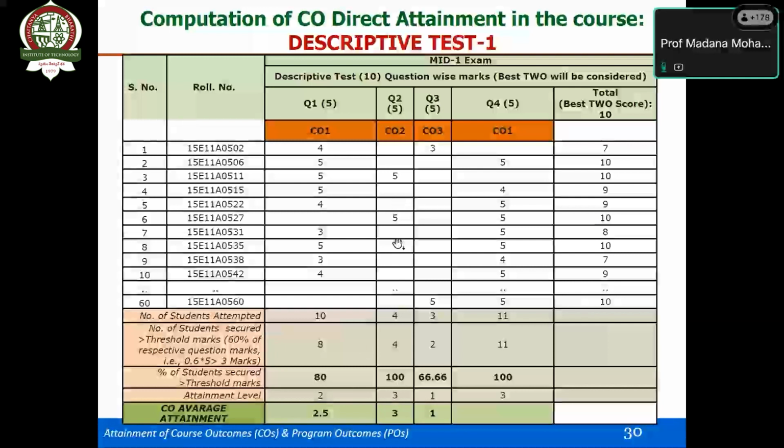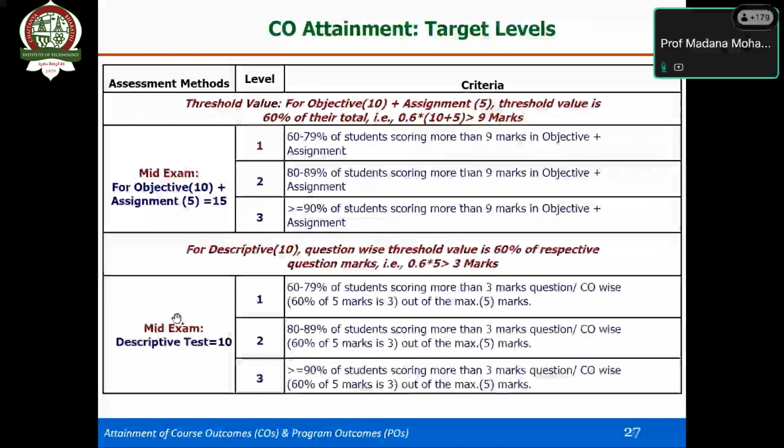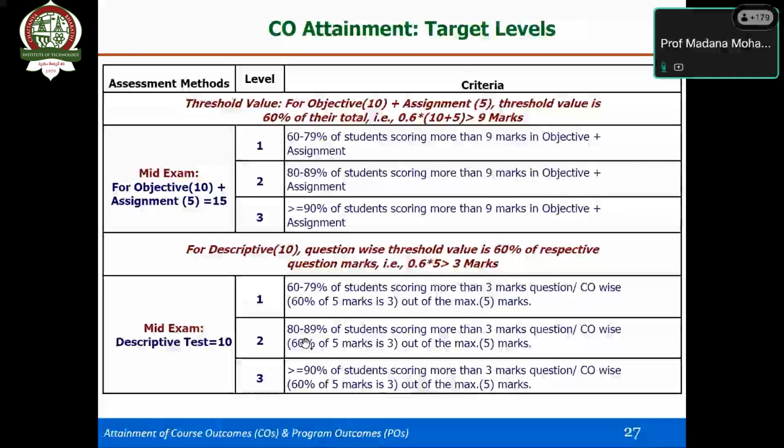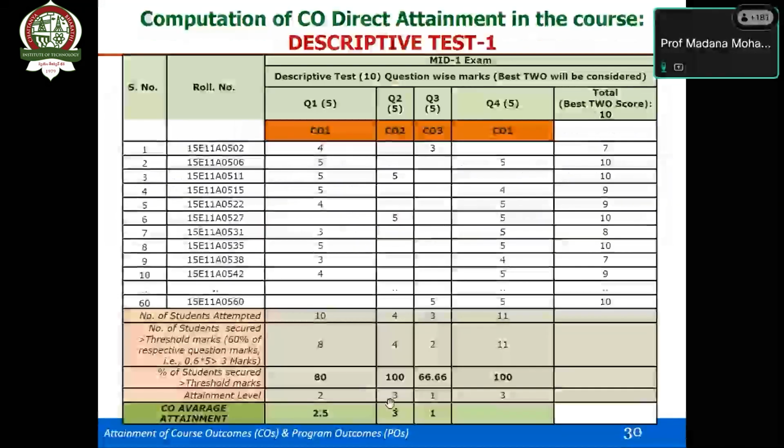Similarly, CO2. Here you can see 4 students attempted, 4 students secured greater than 3. So 100%. What is the level here? So here greater than or equal to 90%, so this is the highest level, 3. That's why here we have added 3.